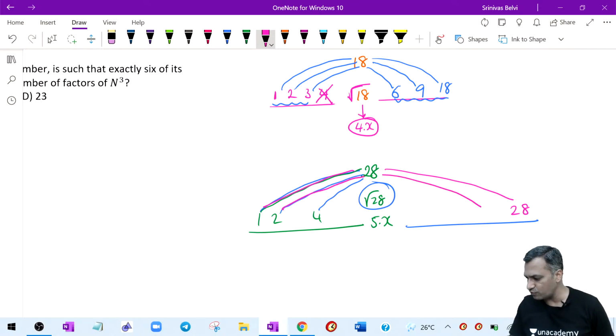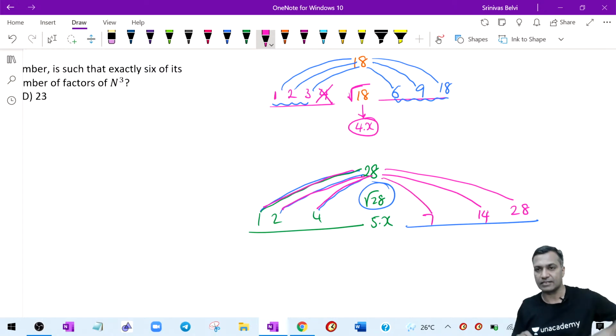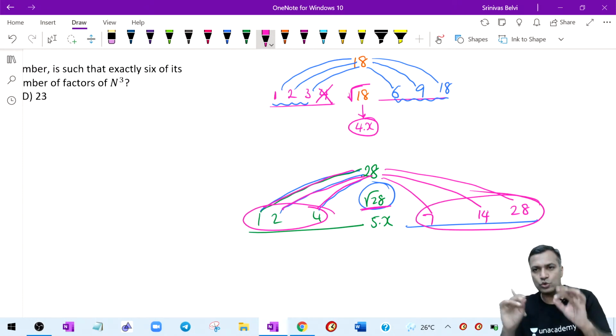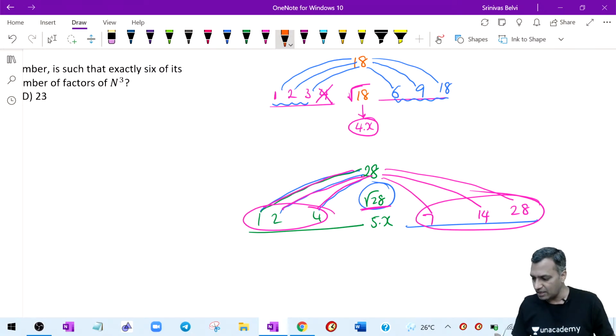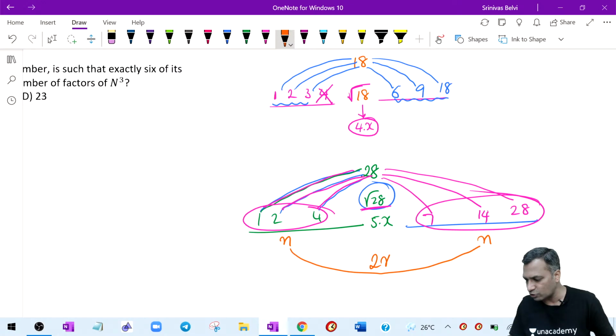28 divided by 2, 14 is another factor. 28 divided by 4, 7 is another factor. What I'm trying to say is the number of factors less than the root of the number is always equal to the number of factors more than the root of that particular number. Hence, if there are n factors less than the root, there are always n factors more than the root. Therefore, the total number of factors is n plus n, which is 2n. So n can be odd or even, doesn't matter, but 2n is always even.